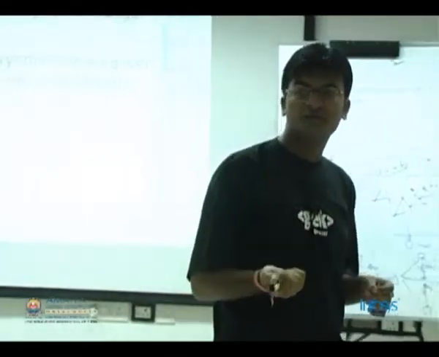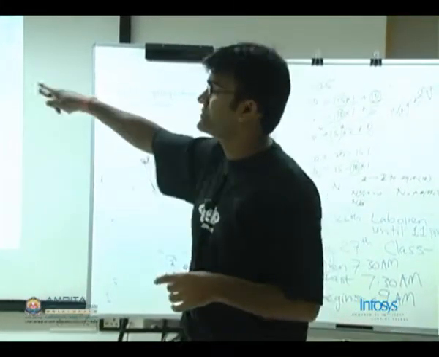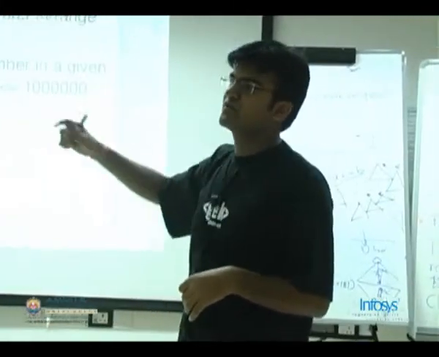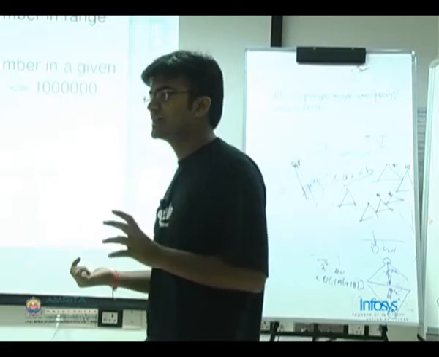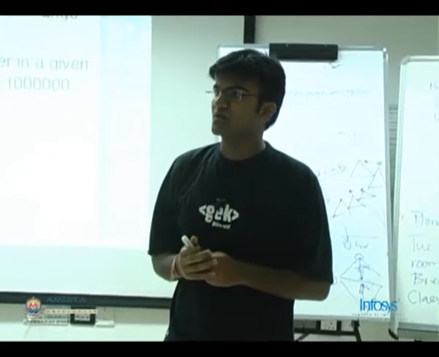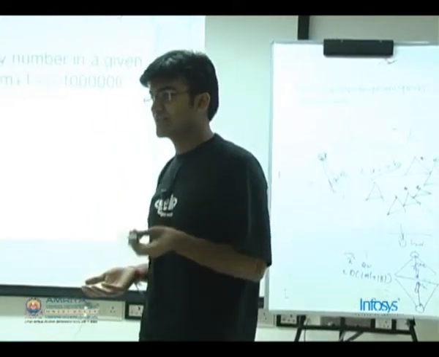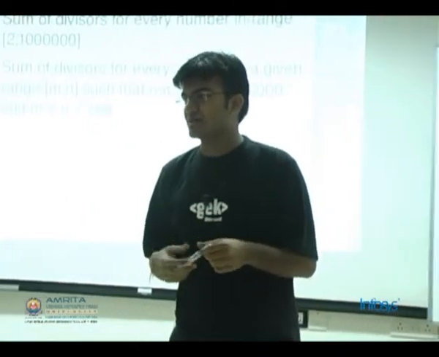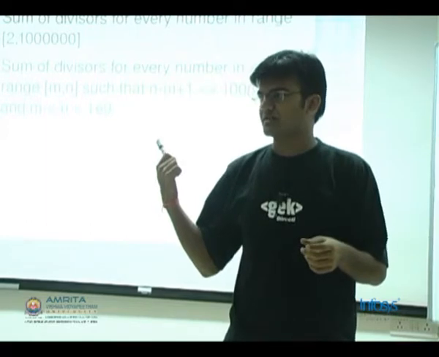But the problem here is that we have about 10 power 6 numbers. For every number, if you loop till square root of that number, your time complexity will be n root n, which would be about 10 power 9. So as we discussed yesterday, this code is going to take about 15 to 20 seconds.